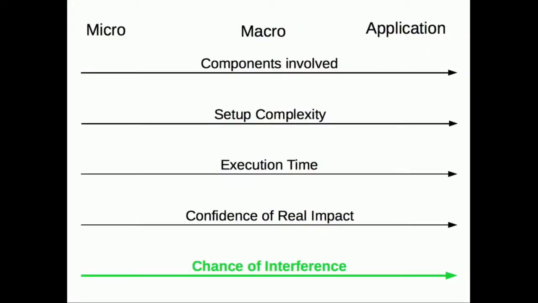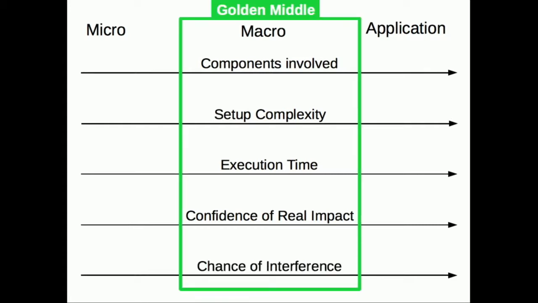But at the same time, the chance of interference also rises dramatically, because if you have an application level benchmark, maybe something is wrong with the network that will impact your performance from the benchmark. You'll never know. And so whenever somebody shows you a hopefully nice looking graphic like this, they will tell you that there is the golden middle, and I tend to do the same.